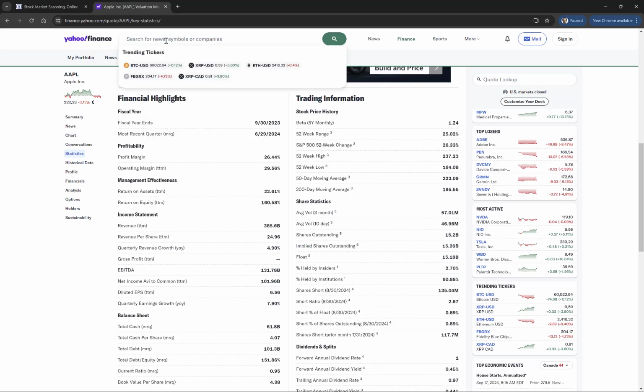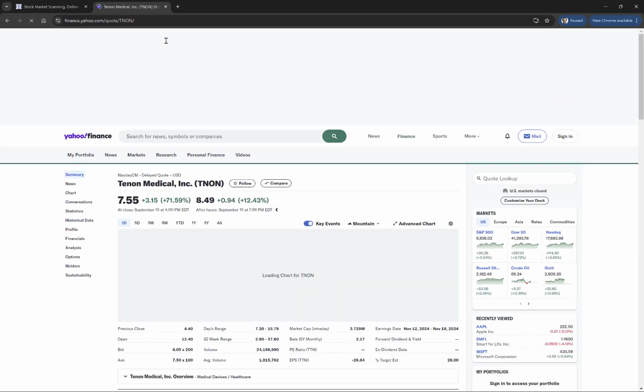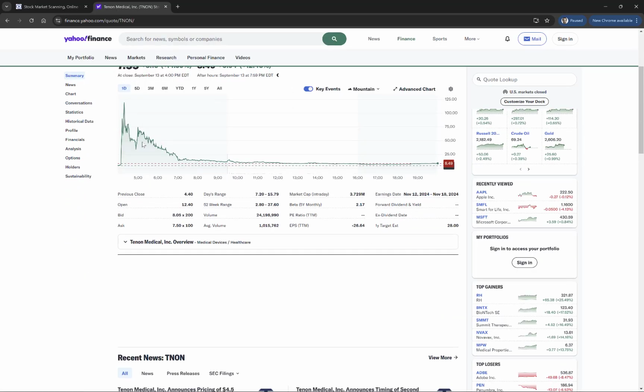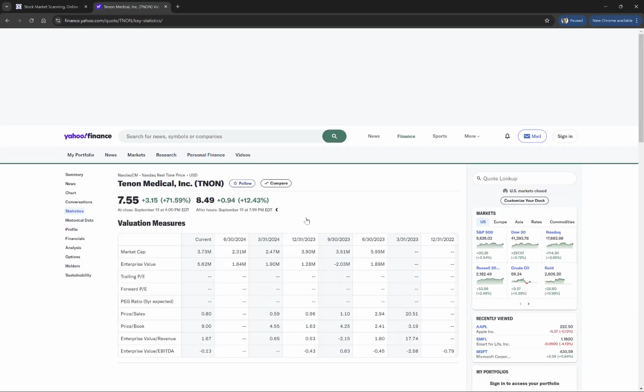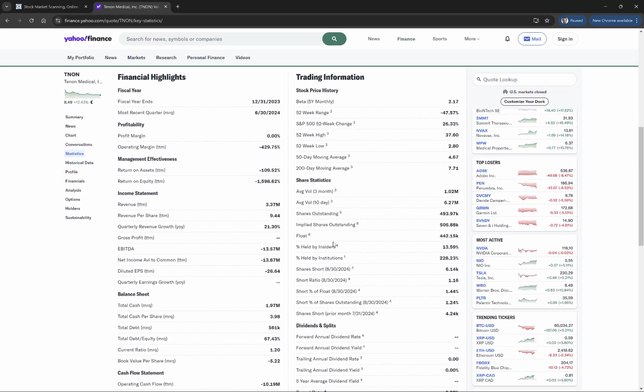If I punch in the symbol of TNON, and I'll go down to the statistics again, and we'll scroll down to where it says share statistics. Here you can see that this company only has 493,000 shares outstanding, and there's only a float of 442,000 shares. What that means is that the public only has 442,000 shares to trade.